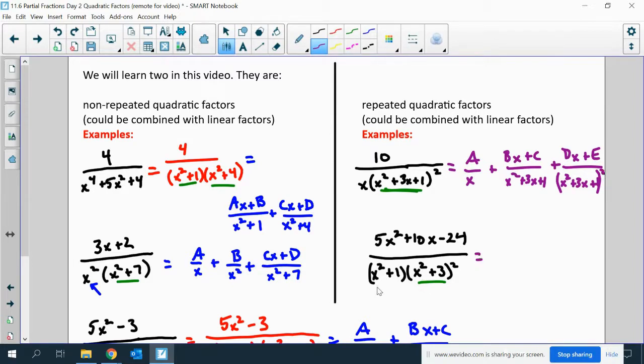Then this one down here, I have a quadratic term and then another quadratic term that's repeated. So I have (Ax plus B) over (x squared plus 1). That one only shows up once. (Cx plus D) over (x squared plus 3), that one shows up twice, so I have it showing up once there. And then I have (Ex plus F) over (x squared plus 3), the quantity squared.